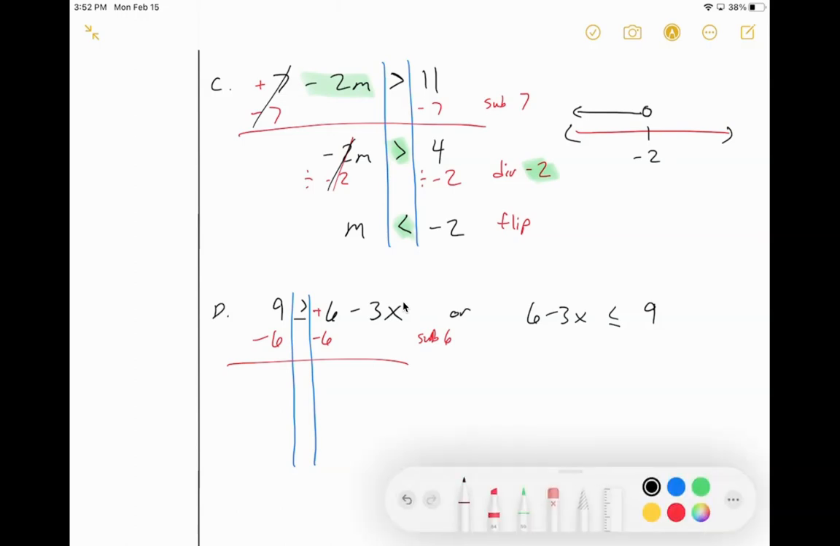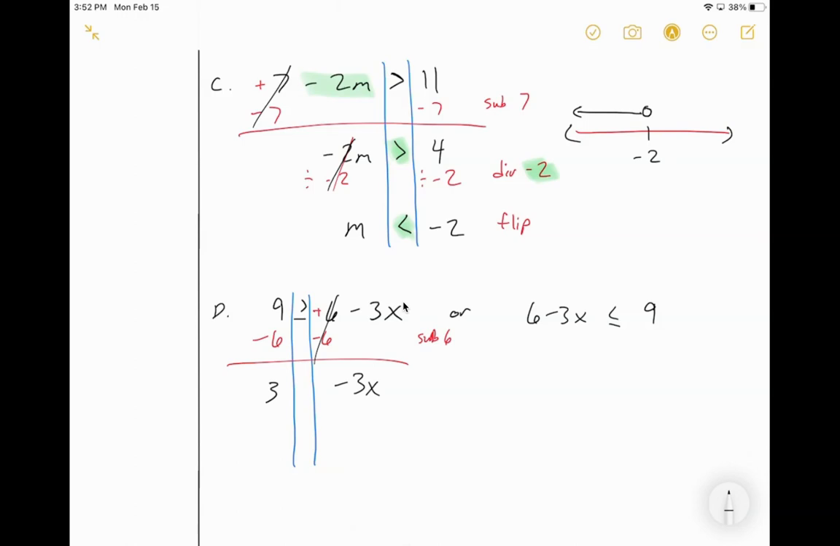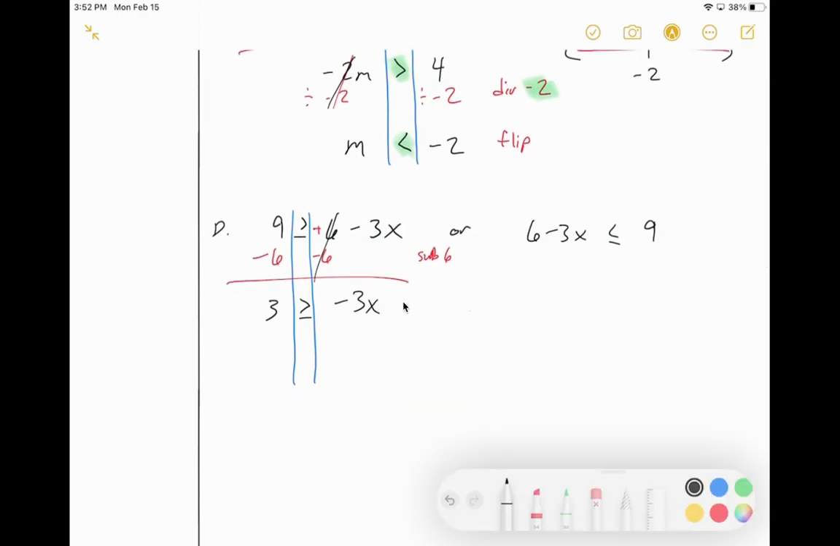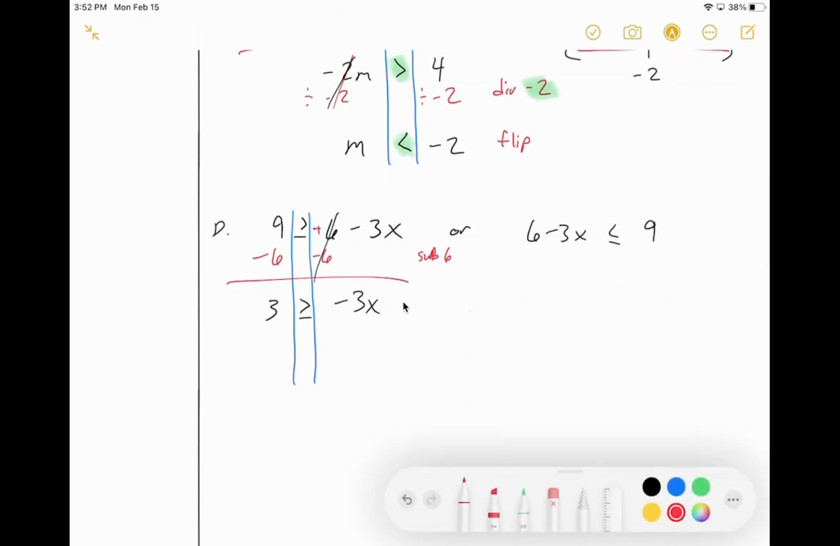What do I get here? Cancels. I get a negative 3x, and this is 9 minus 6, which is positive 3. Okay, so far so good. Nothing to flip. All right. So now I know that I've got this negative 3x, so I'm going to divide by negative 3, okay?